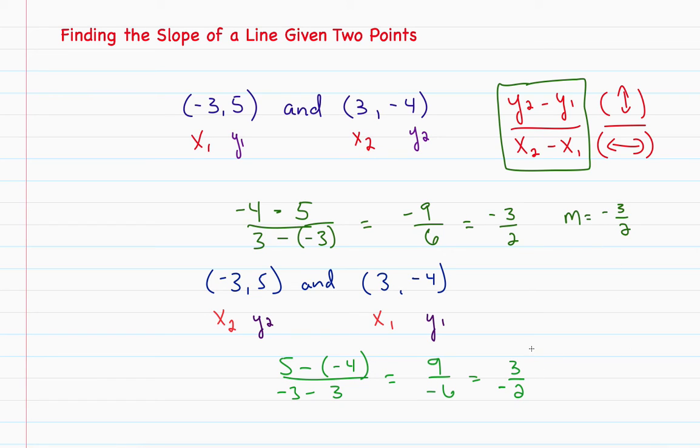So it's the same thing. Now just keep in mind, this negative 3 over 2 is the same thing as 3 over negative 2. They both represent the same number. So it doesn't matter which one you call y2, which one you call y1, or x2 and x1. Just follow this formula, y2 minus y1 over x2 minus x1, and without a line or a diagram, you can figure out the slope of a line.